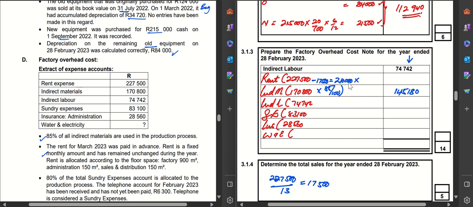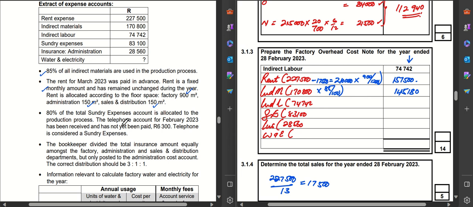Then you take that 210,000, then you now say 900 plus 150 plus 150. That will give you 1,200. Okay, then you now say multiply this by 900 over 1,200, and then you close your bracket. You should get 157,500. That is on your rent. Let's quickly go on to the next one.